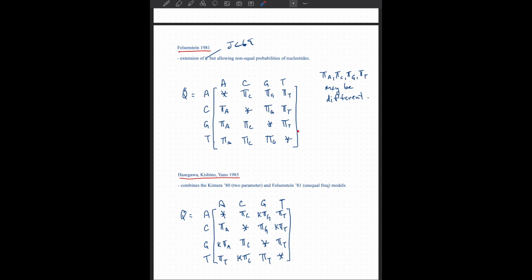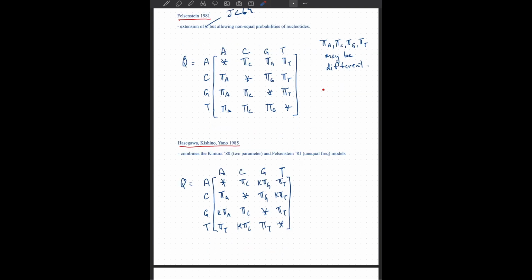But that's also, again, one step forward from the JC model, because it also brings in the reality that nucleic acids don't show up equifrequently in our genome. Finally, you have the HKY, Hasegawa, Kishino, Yano, 1985 model, and it combines the Kimura and Felsenstein models, so I thought I should show that one. Basically, now we have two parameters. Notice that with Felsenstein, you can't say that transitions and transversions have different probabilities. It's back to Jukes-Cantor that way.